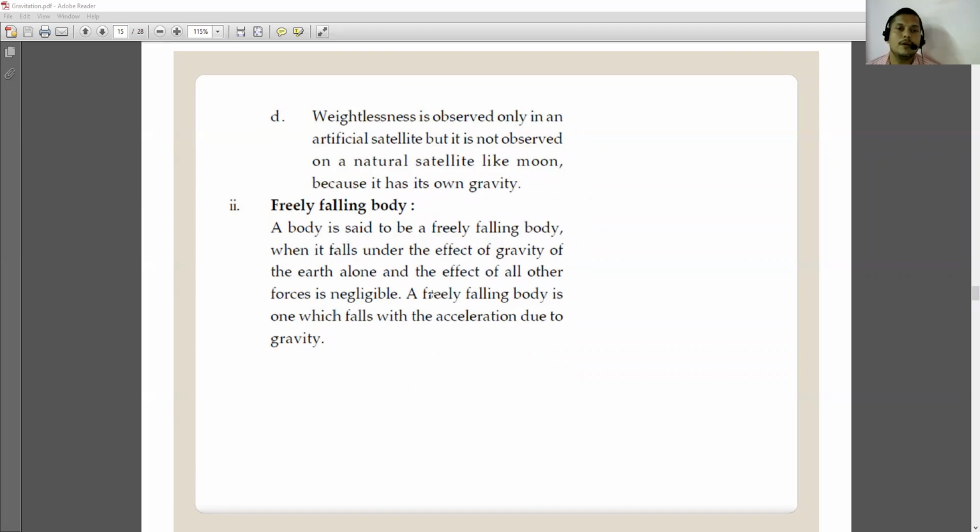So first thing we have discussed, that is weightlessness. That is because the setting some conditions. So here that point is added that this happens in case of artificial satellite, not in case of natural satellite like moon.